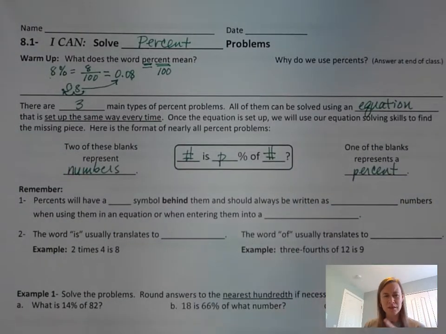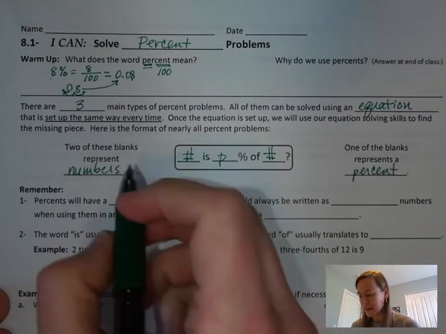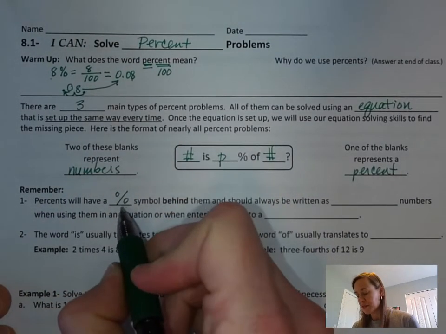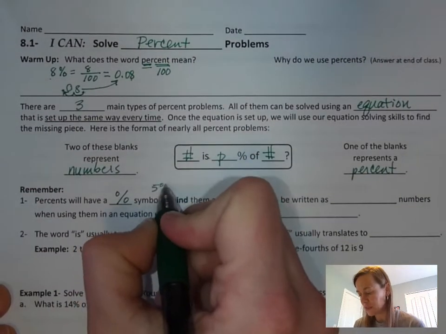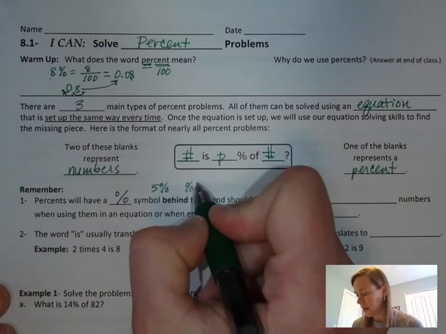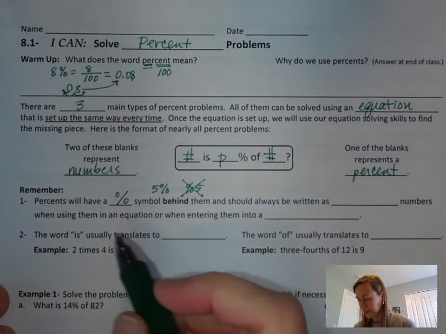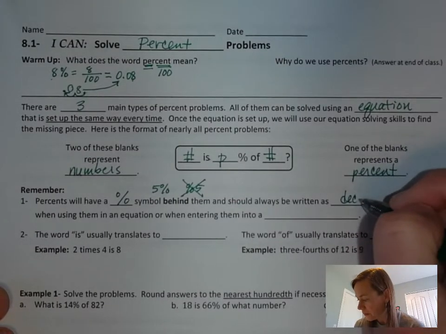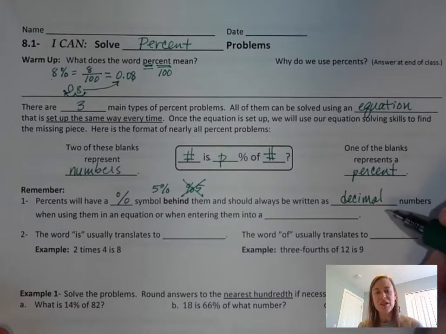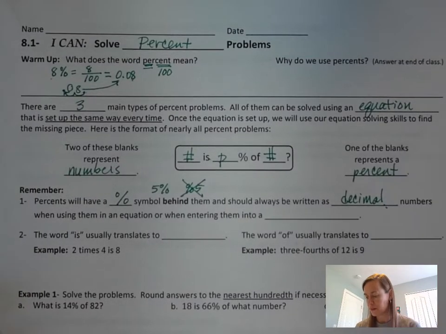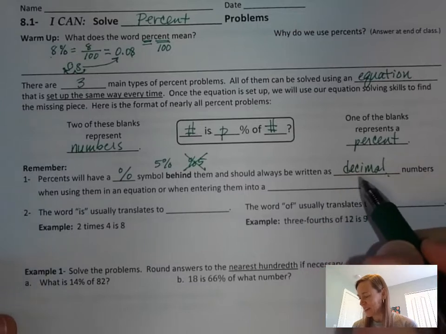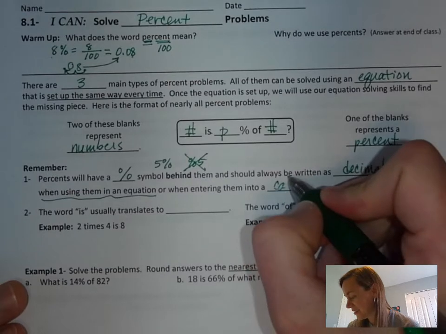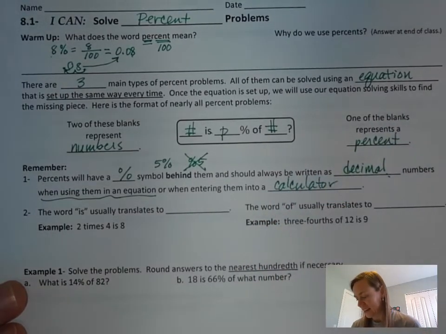All right, so let's decode that a little bit. Remember, percents will have a percent symbol, which looks like this, circle, line, circle. They'll have that percent symbol behind them. So if you were going to say 5%, you would write it like this. You would not write it like that, okay? So they have that symbol behind them, and they should always be written as decimal numbers when you're putting them in an equation. In fact, that's what it says. They should be written as decimal numbers when using them in an equation or when entering them into a calculator. There we go.